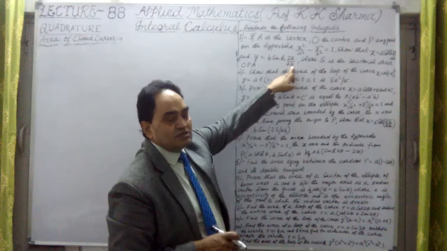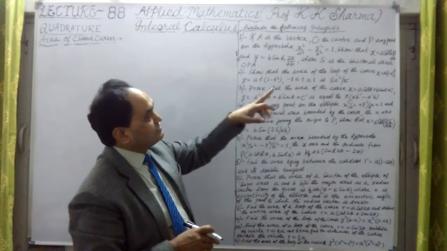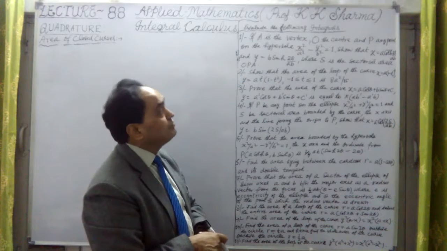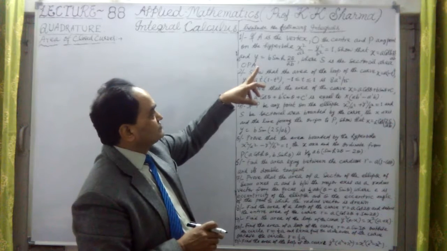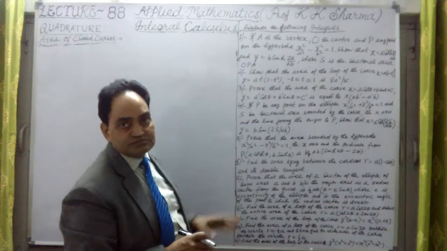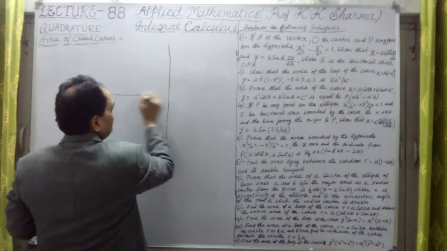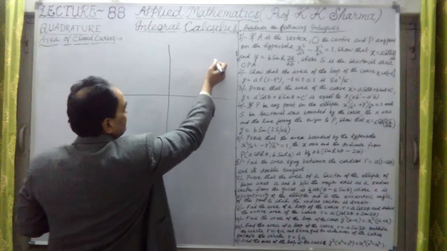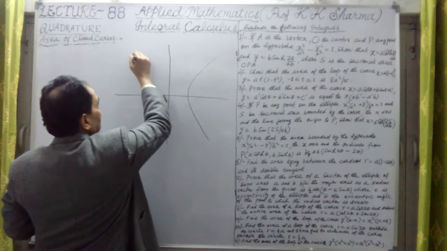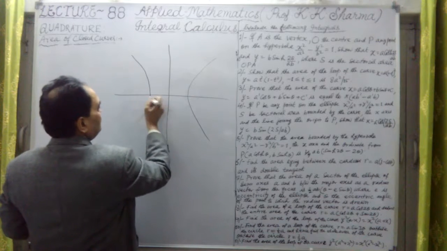What is s here? The sectorial area, the area of the sector, where s is the sectorial area OPA. O is the center here, P any point on the hyperbola, and A is the vertex. Let me draw the hyperbola here. So we know the shape of the hyperbola. Now this is the hyperbola here, left side, and this is the right side. The same figure we have to take here.